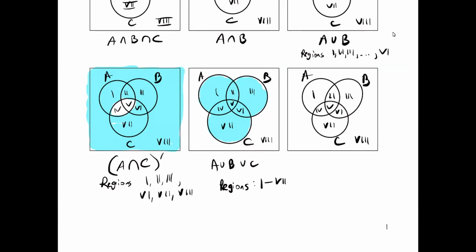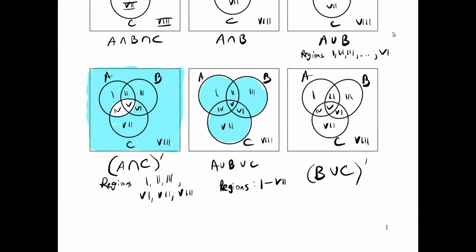Let's try A union C complement. Actually, let's do B union C, just to change it up a little. B union C complement. So let's see what regions do you think that would be? B, C. So I would recommend to ignore the complement for now. What does B union C look like? 5 and 6.